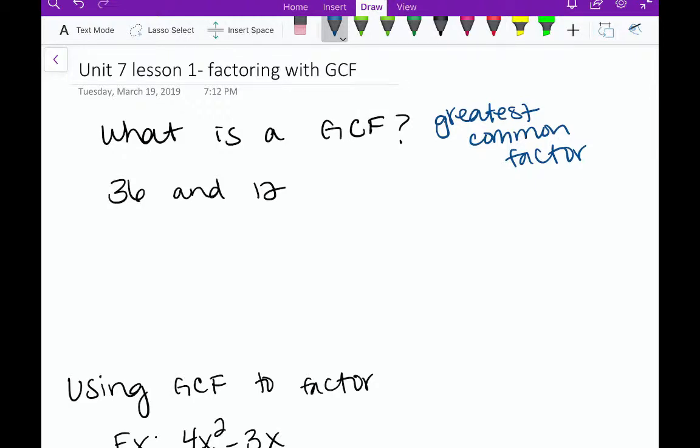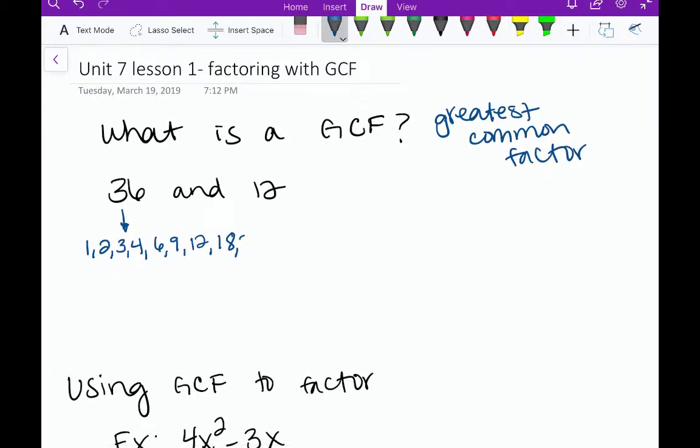So in order to find the GCF, let's just look at two integers. So we have 36 and 12. We want the largest factor that they have in common. So what are factors of 36? 1, 2, 3, 4, not 5, 6, not 7, not 8, 9, yes, 9 times 4, 10, no, 11, no, 12, yes, 12 times 3, and 13, no, 14, 15, then we would get to 18, 18 times 2, and then, of course, 36. So those are all the factors of 36.